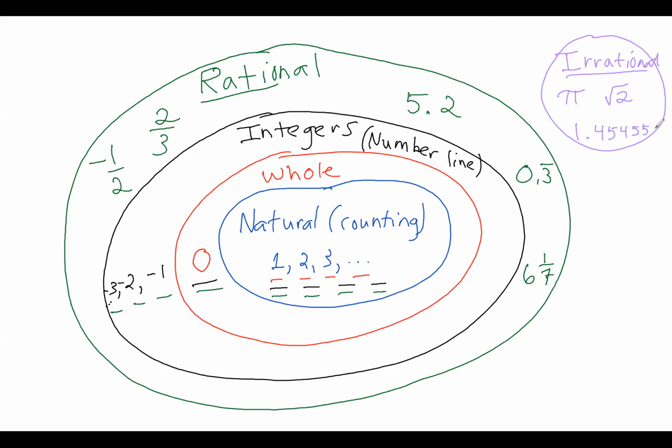1.45455, and I'm running out of room here, 4555. I could continue a pattern, but it's a non-repeating, non-terminating decimal. Terminate means end. So non-repeating, non-terminating decimals. So pi, you may have learned possibly in an algebra or geometry class, pi is 3.14, but it's really not 3.14. It's much, much longer than that.